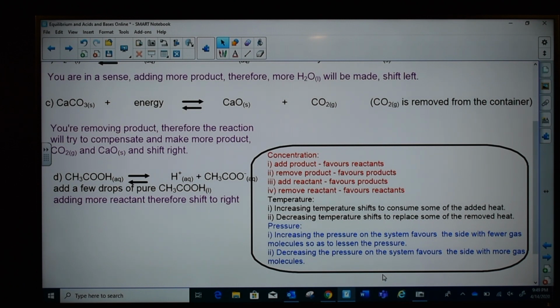The pressure is a little bit more confusing. The pressure only pertains to gaseous systems, so keep that in mind. Pressure, gaseous systems. Now, for pressure, we're looking at the side that has either fewer or more molecules. So if you're increasing the pressure, it's going to want to relieve that pressure, and so it's going to go to the side with fewer gas molecules. So you look at the coefficients in front of each of the gases. If you decrease the pressure, it's going to favor the side with more gas molecules, and we'll see some examples of that later.